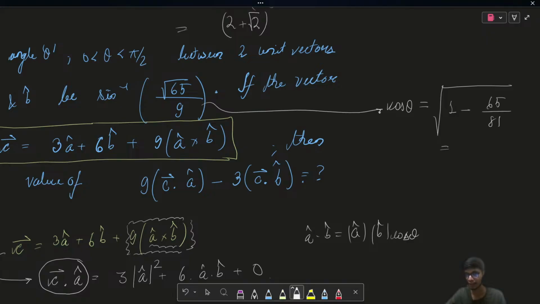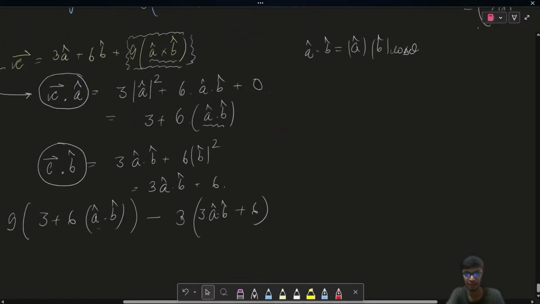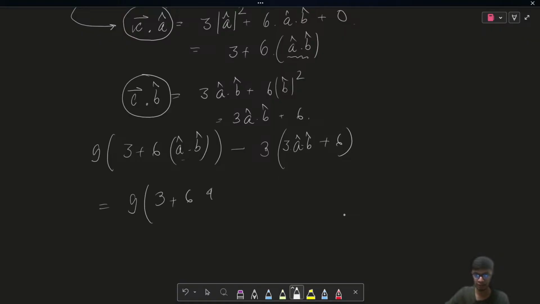Which I can evaluate, and this result of cosine theta will come out to be 16 upon 81, and the square root of that is nothing but 4 upon 9. So the result is going to be equal to 4 upon 9. So I have the result as 4 upon 9, which I can directly plug over here, and I can evaluate this expression.